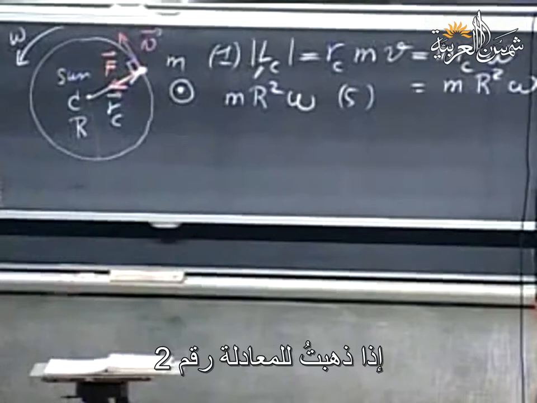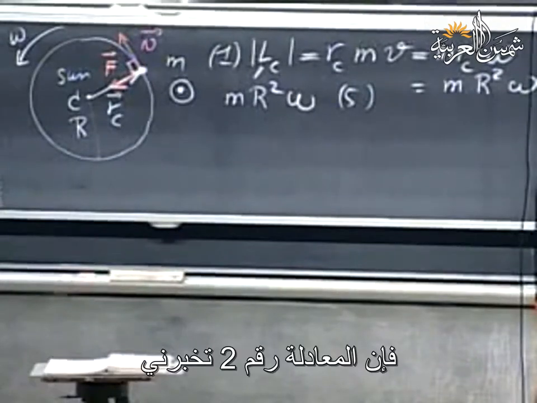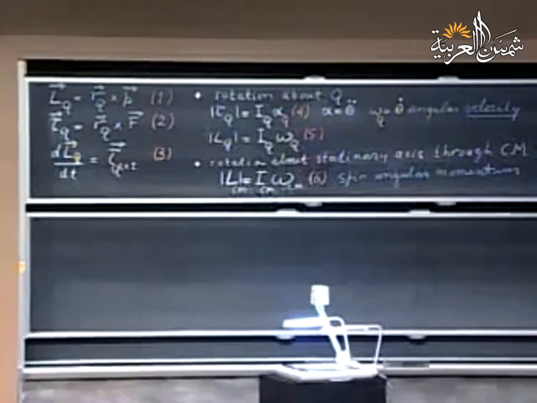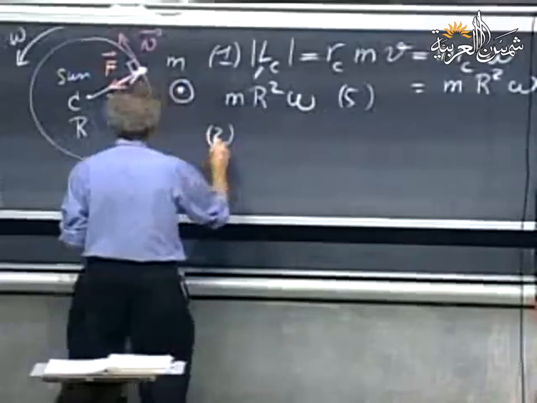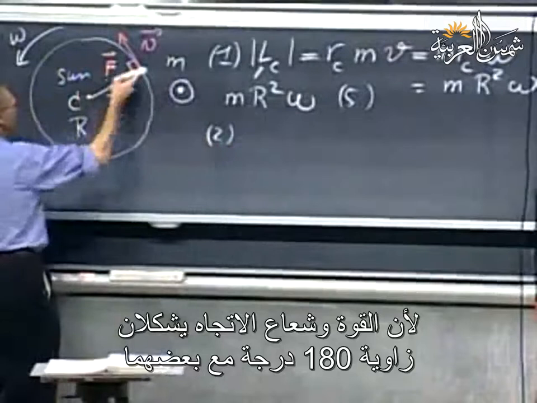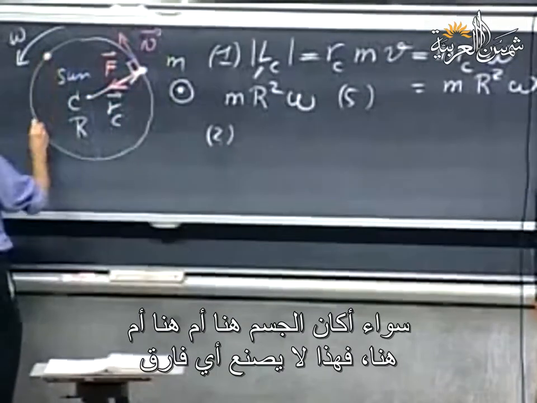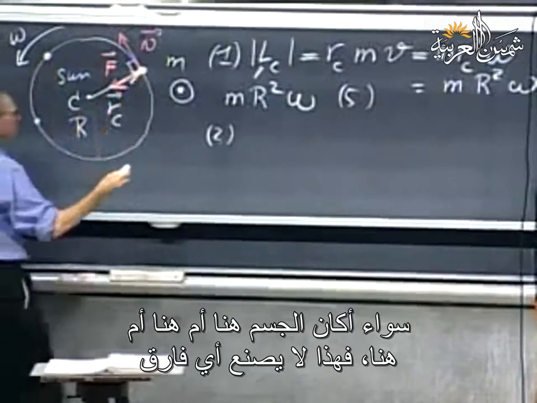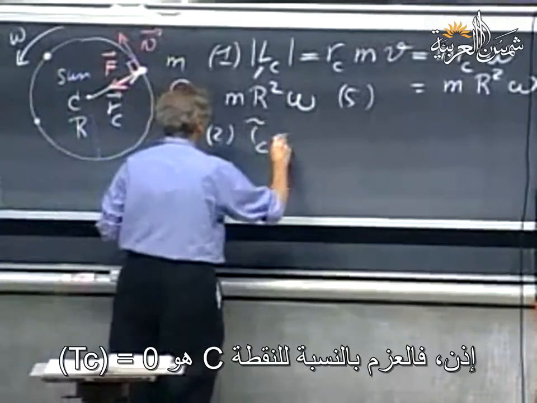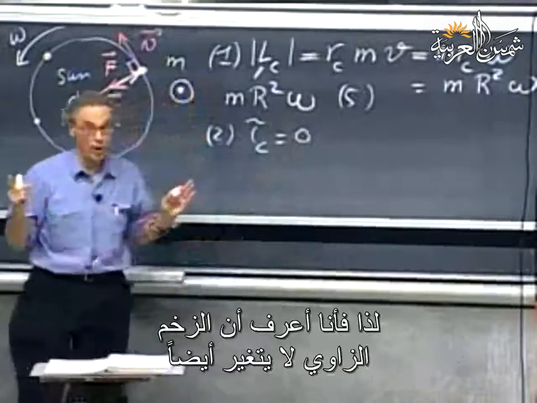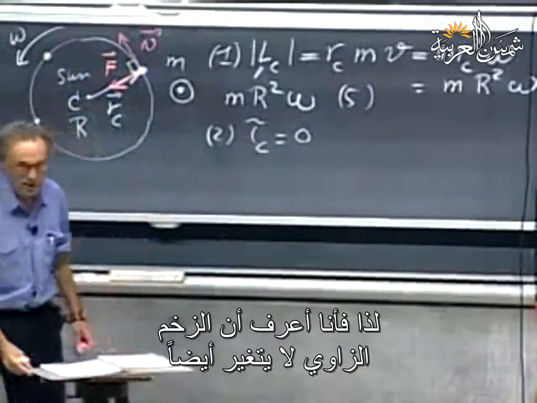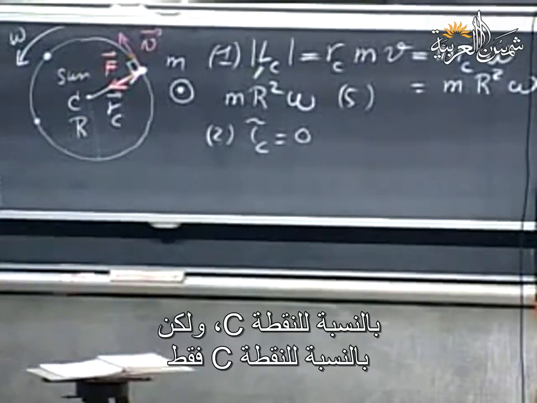If I go to equation number 2, then equation number 2 is telling me that if I choose point C, but only if I choose point C, the torque relative to point C is 0. Because the force and the position vector make an angle of 180 degrees with each other, whether the object is here or here or here makes no difference, and so the torque relative to point C is 0.